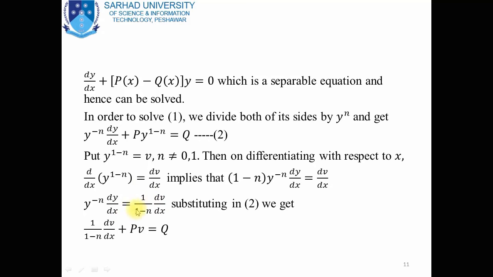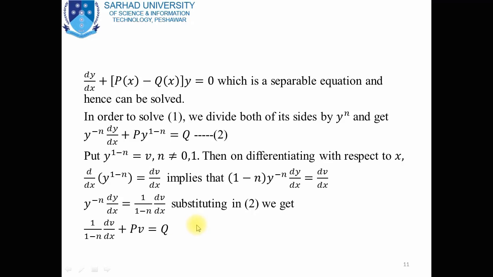now substituting this value in equation number 2, we obtain a new differential equation in the dependent variable v and an independent variable x: 1 over 1 minus n dv by dx plus pv is equal to q. Now dear students, this differential equation will be linear.